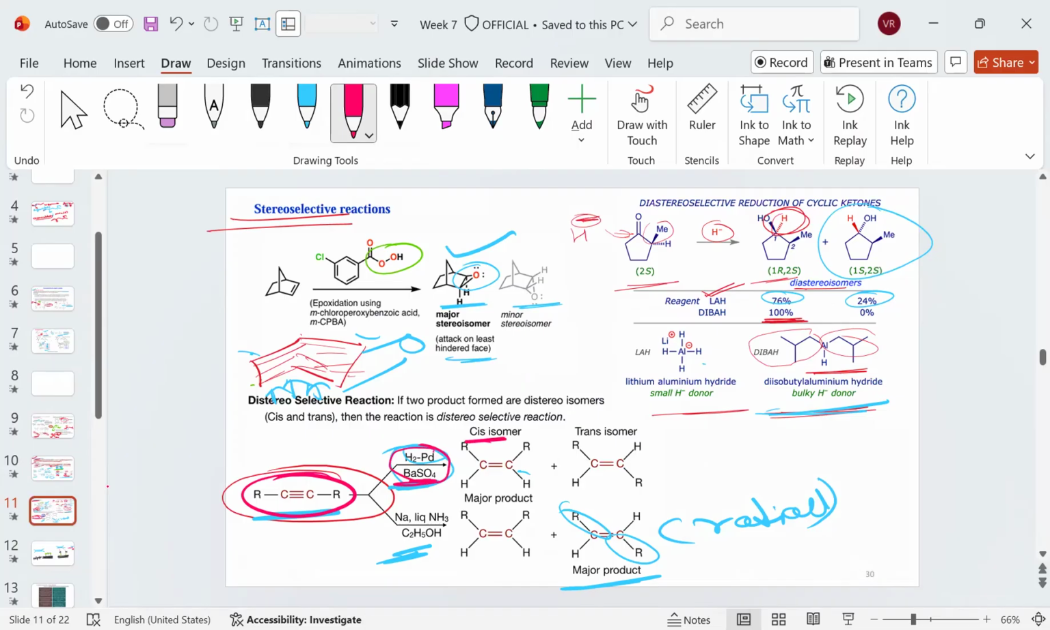But what happens in liquid ammonia and sodium metal or lithium metal? This metal gives one electron at a time to this olefin, and therefore this reaction goes by a radical pathway, and we get the trans alkene as a major product. So the reaction pathway is different, therefore we are getting two different products. If you look at these two reactions, depending upon what product requirement we have, we can use the reaction condition.